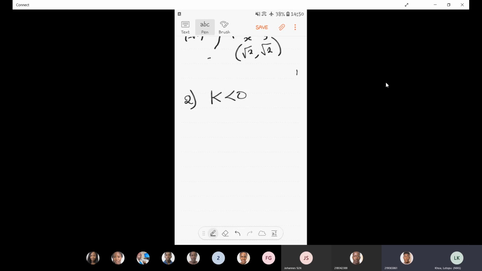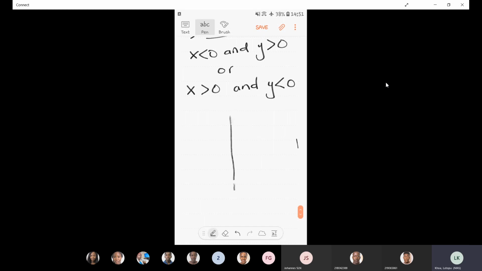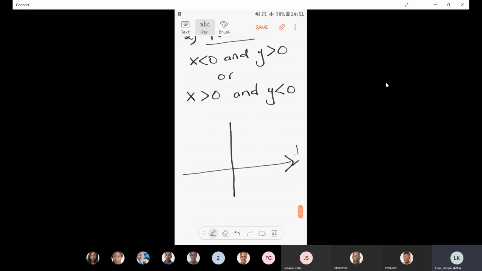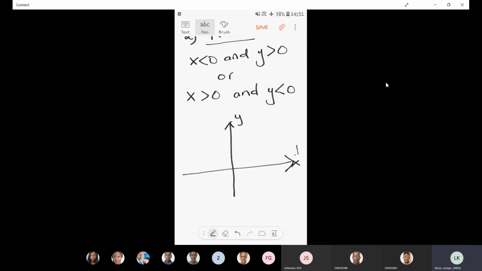All right. So here, when k is less than 0, it means either x is less than 0 and y is greater than 0, or x is greater than 0 and y is less than 0. So one must be positive and the other one negative. Otherwise, the product cannot be negative. So you look at which quadrant we have where one is positive and the other is negative. So this is my x and that is my y. In the second quadrant, we see that x is negative and y is positive. So a hyperbola looks like that.